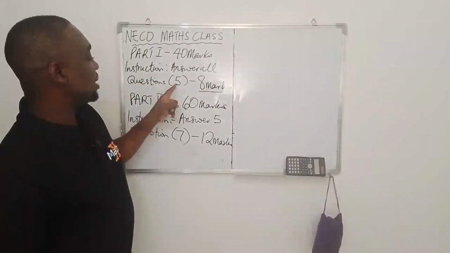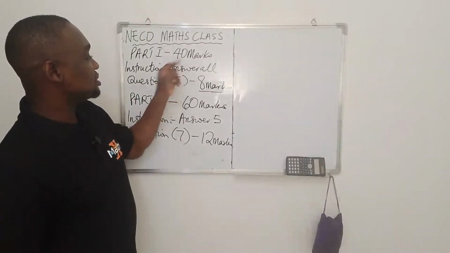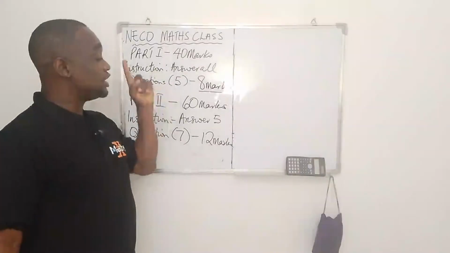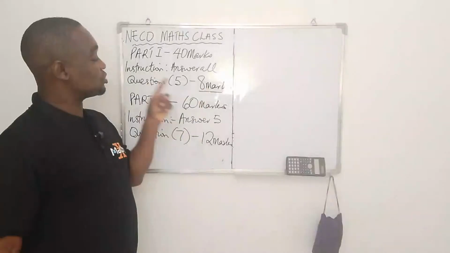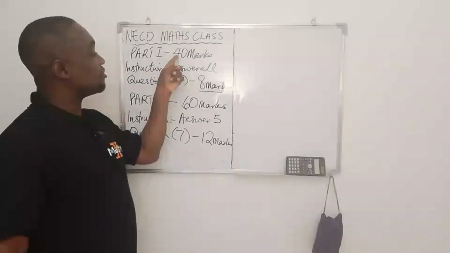Then also in part A, you have 40 marks. You have to answer 5 questions. Each question is 8 marks. All together you have 40 marks.